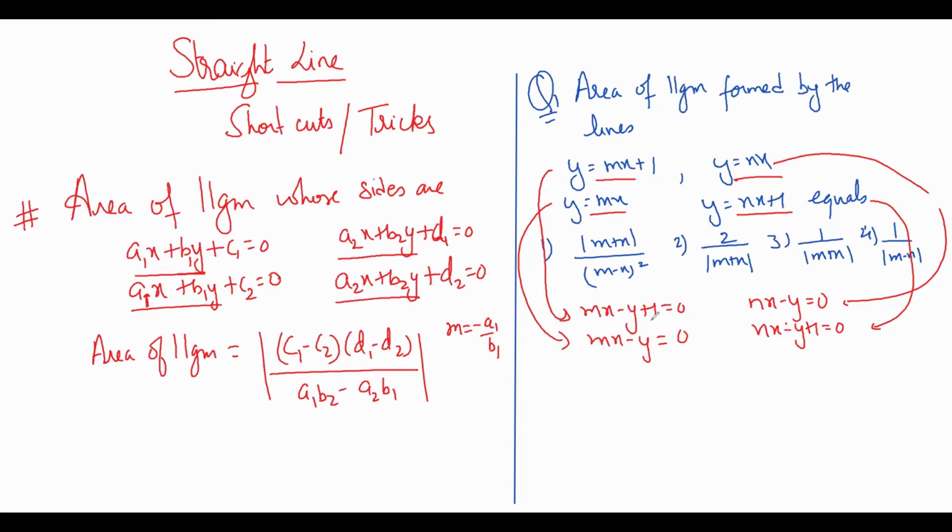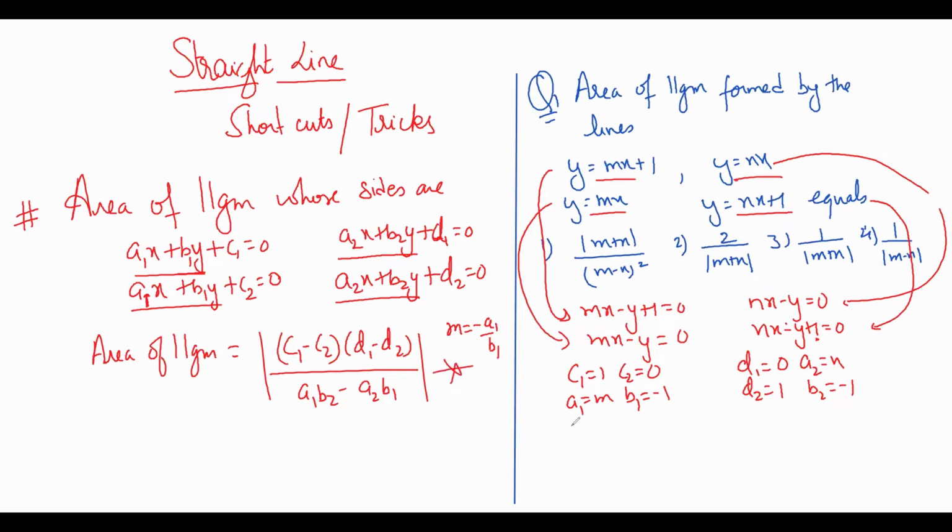Now just find out C1, C2, D1, D2, A1, A2, B1, B2. How? C1 is the constant of the first line, that is 1, and C2 is the constant of the second line, that is 0. A1 is the coefficient of x, that is m, and B1 is the coefficient of y, that is minus 1. Similarly, D1 is the constant of this line, that is 0, and D2 is the constant of the second line of the other set, that is 1. A2, the coefficient of x, is n, and B2, the coefficient of y, is minus 1. Now apply these values in this formula.